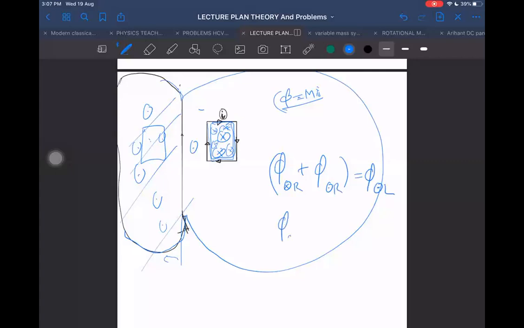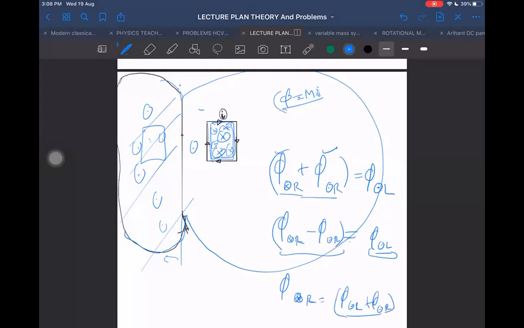What will it be now? Cross is more, so flux due to cross minus flux due to dot. Magnitude-wise it will now be subtracted because one is in one direction and the other is in the other direction. This will be magnitude-wise equal to phi dot in the left. Why can it not be equal? This can be equal. If it is equal, then it is only telling us that phi due to cross on the right hand side was equal to phi due to dot on the left hand side plus phi due to dot on the right hand side. And that is absolutely correct because the net flux which was entering has to come out again.